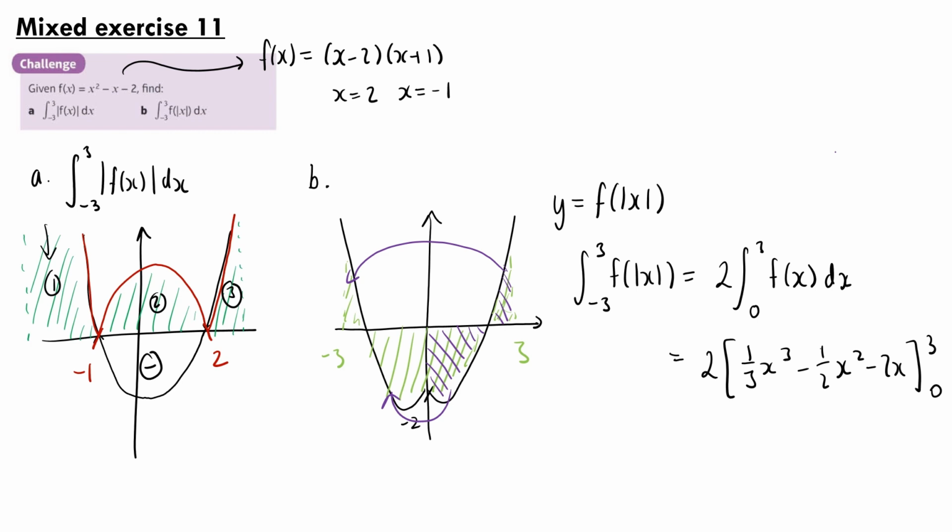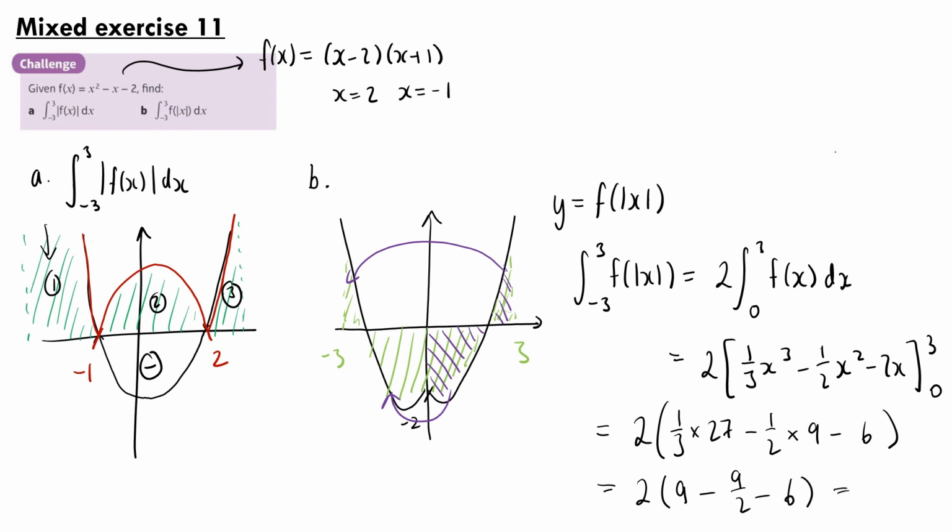Now, when we substitute 0 in there, we get 0. So all we're interested in is the first bracket, where we substitute 3 in. So a third times 3 cubed, which is 27, minus a half times 3 squared, which is 9, minus 2 times 3, which is 6. So we have 2 lots of 9 minus 9 halves minus 6, which is 2 times minus 3 halves, which is just -3. And that is our answer.